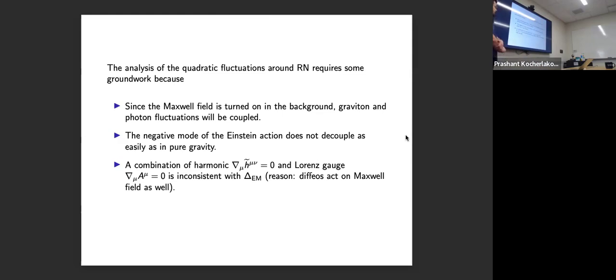The second problem is that the negative mode of the Einstein action, which before we could just get rid of by imposing tracelessness of the metric fluctuations, is now coupled to the photon as well. And it's not as easy to identify as before. Another more technical problem is that if we did the naive thing of taking a combination of harmonic gauge and Lorentz gauge and try to find eigenmodes, this is inconsistent with the precise form of this quadratic operator. This is hard to say in words, but the reason is that diffeomorphisms act both on the Maxwell field and the metric. So picking a gauge condition that treats the two independently is unnatural.